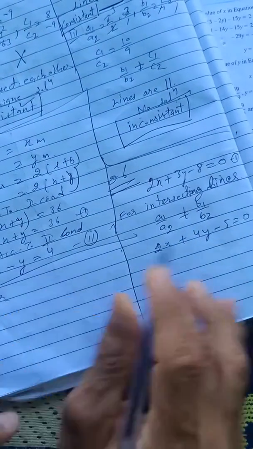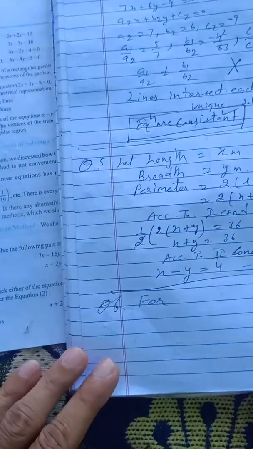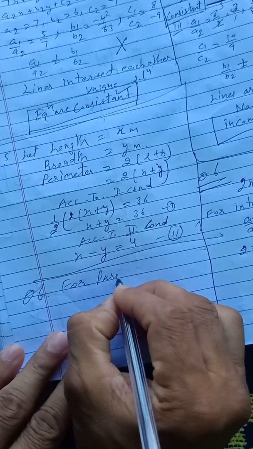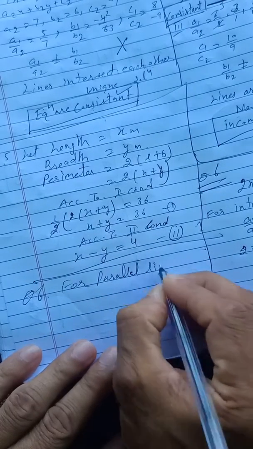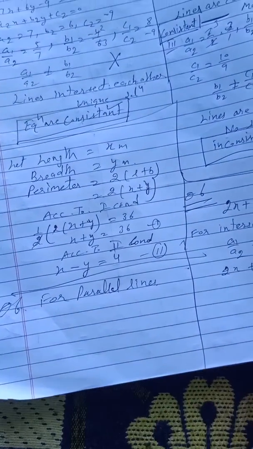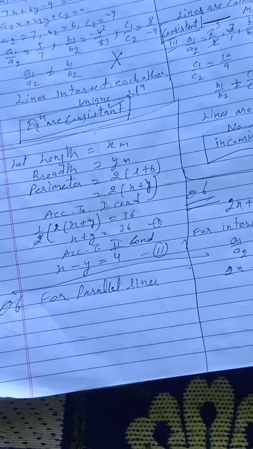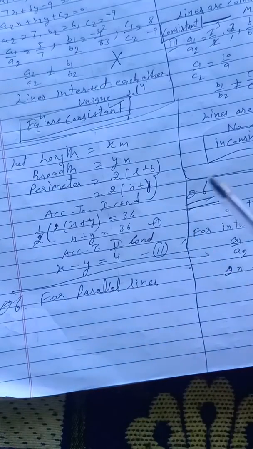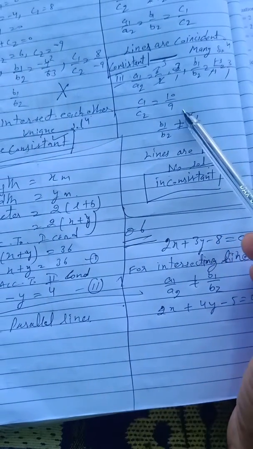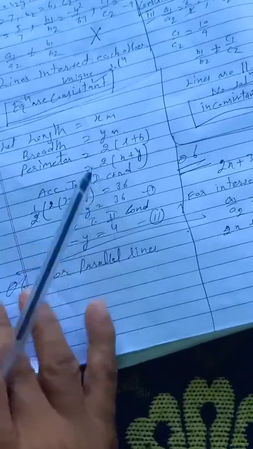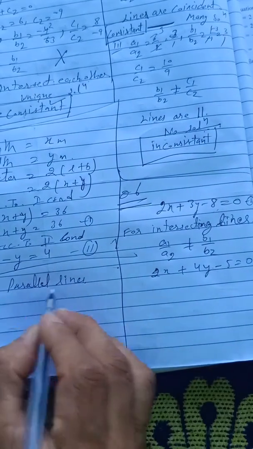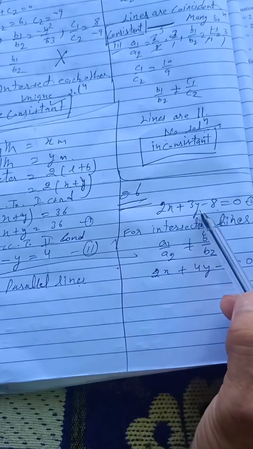Second, for parallel lines. For parallel lines, we can discuss when B1 by B2 is not equal to C1 by C2. Now if we are given the first line, for a parallel line we can write another line.